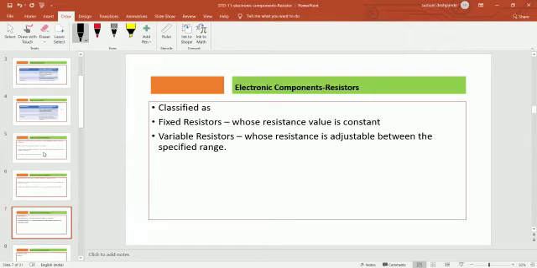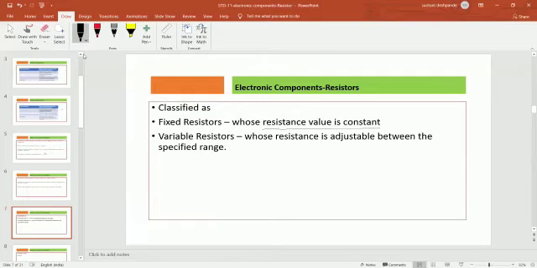This electronic component, the resistor, which is a passive component, is classified as fixed resistor and variable resistor. As the name indicates, fixed resistor means a resistor whose resistance value is fixed or constant. And a variable resistor is one whose resistance is adjustable between a specified range, so that the component can take a value from 1 ohm to 10 ohm.